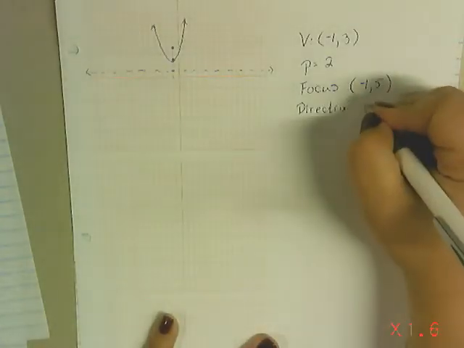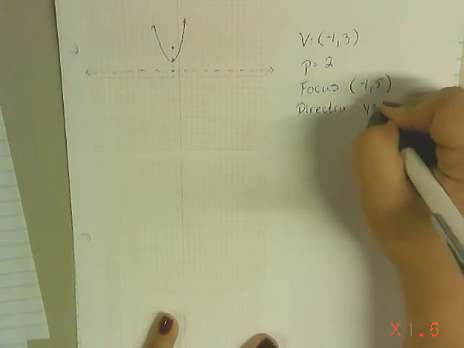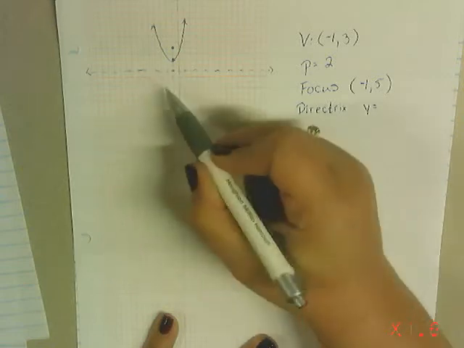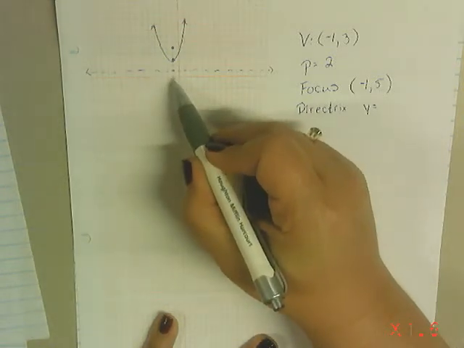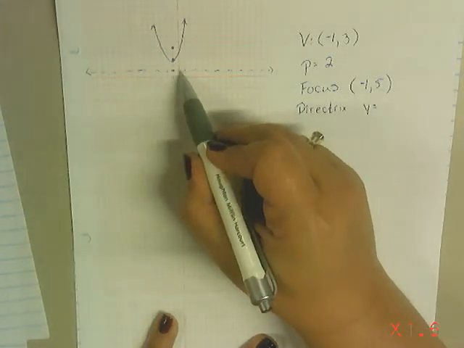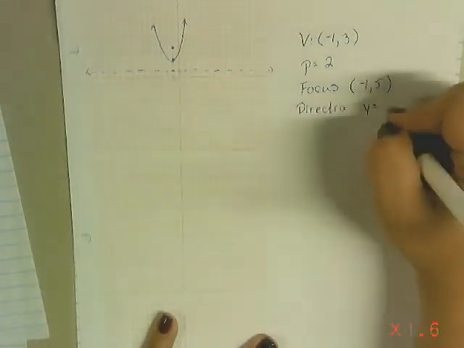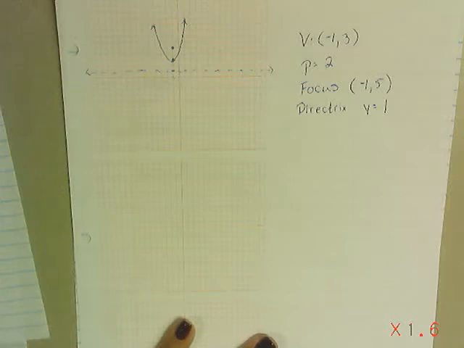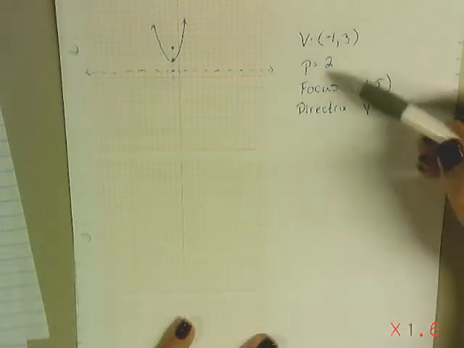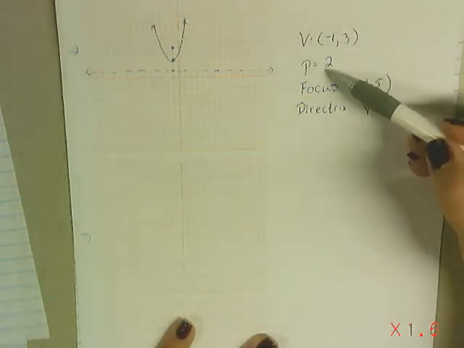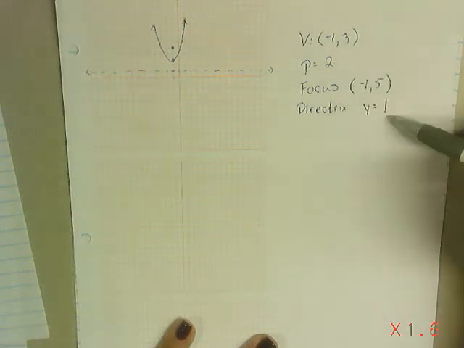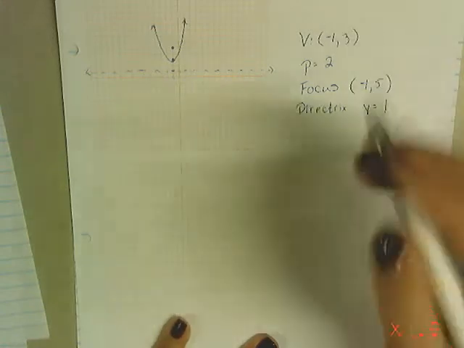Horizontal lines, the equation is always y equals a number, because you can see where it crosses the y-axis. You can't see x, because it doesn't cross the x-axis. So we just go to what this y value is, y equals 1. Notice that's the same number that you would get if you subtract your p-value, because we're doing a y parabola. So 3 minus 2 is 1. And it's a y parabola, so y equals.